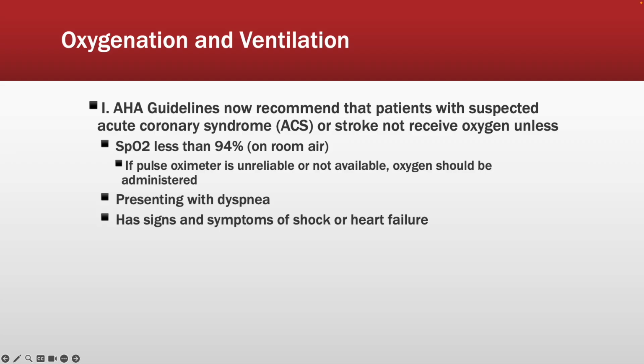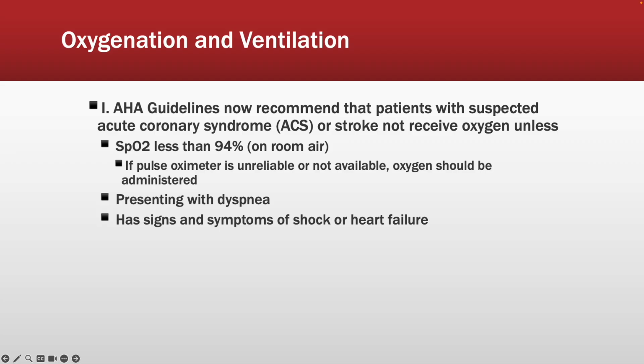AHA guidelines now recommend that patients with suspected acute coronary syndrome or stroke not receive oxygen unless SpO2 is less than 94% on room air. If the pulse oximeter is unreliable or not available, oxygen should be administered. So if you're not sure, administer oxygen. Or if they are presenting with shortness of breath, dyspnea, or any signs and symptoms of shock or heart failure, then we're going to give oxygen.